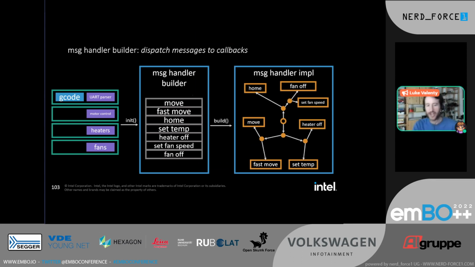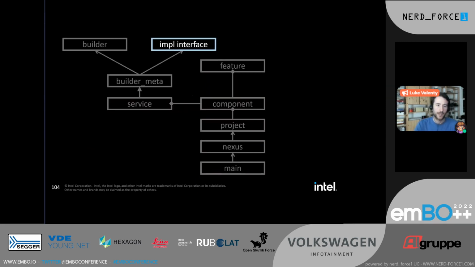And the message handler implementation here would process each message, decode it, and then figure out which message callback it needs to be dispatched to. So now we have this impl interface, and we haven't actually talked about this very much, and we didn't even have this concept in the simpler examples earlier on. So what is this impl interface, and what's it for?